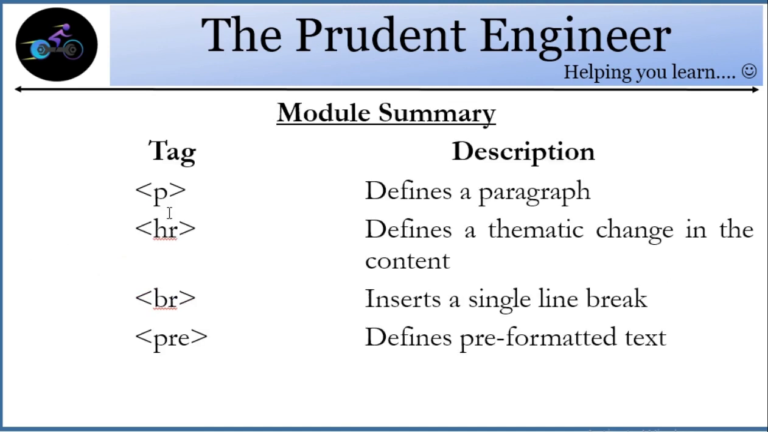So in this module, we got to know about these tags. The P tag defines the paragraph, HR defines a thematic change that I have shown you, BR defines a single line break, and pre defines pre-formatted text. So I hope that everything is clear to you. If you have any doubts, just ask me in the comment section.